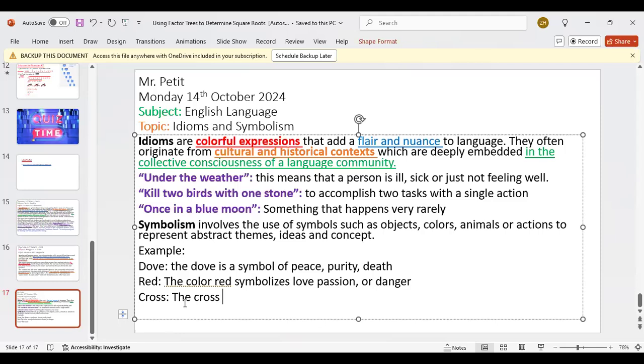Symbolism is very good because if you choose the right symbol, then you can say more than one thing just by using a symbol. So the cross is a symbol, and it gives your writing double meaning and double interpretation. And that's high level writing, right? So the cross is a symbol of what? Sacrifice. And what else? Salvation. So we have the dove, the cross, and red.